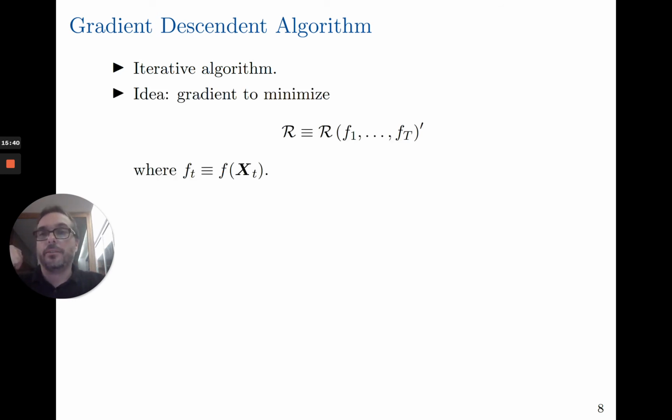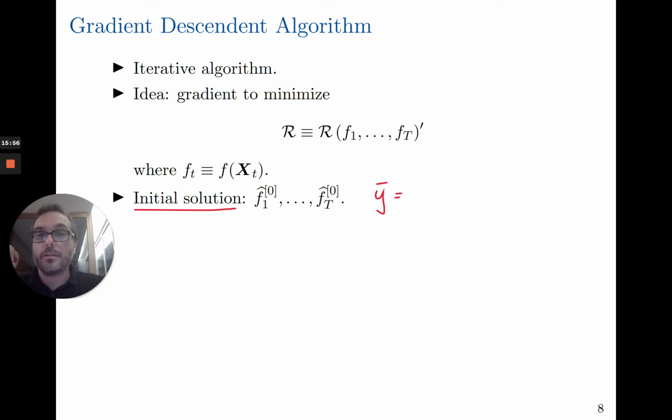So it's basically an iterative algorithm. So the idea is to use the gradient to minimize the empirical risk. So we start with an initial solution, our initial guess, okay? This can be really easy. We can just say that the initial guess will be y bar, that will be 1 over t, the sum of y_t, t equals 1 to t, if you wish. Okay, so pretty simple. Just initialize the method with the mean.